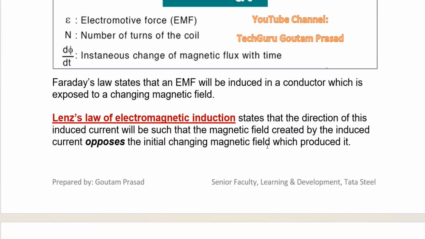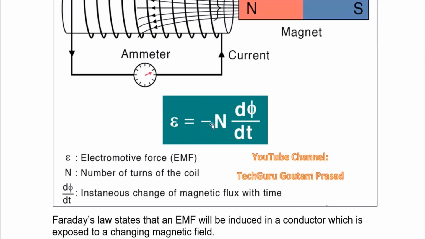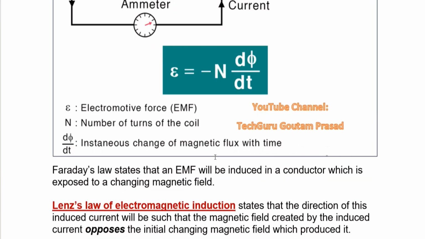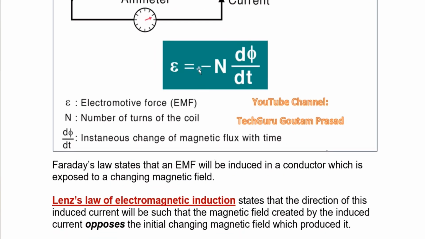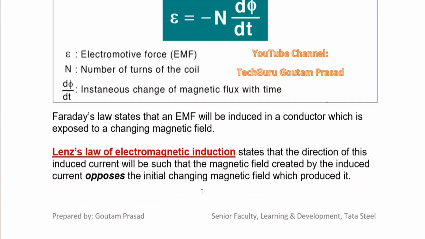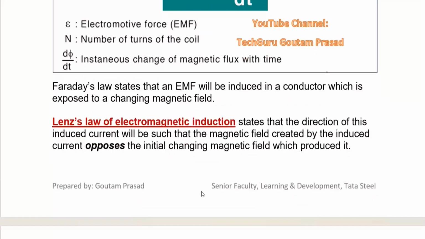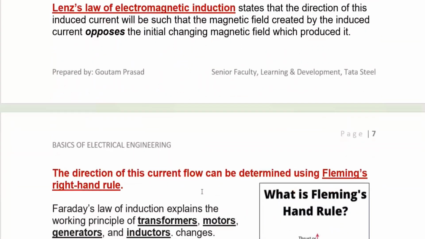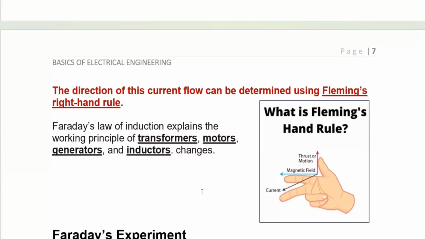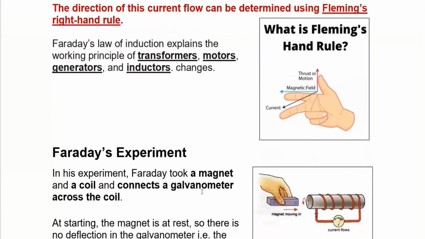And sometimes we put a negative sign here just to signify the fact given by Lenz's law. So Lenz's law, we can also say, defines the polarity of the induced EMF. This negative sign has been placed in honor of Lenz's law. Okay, so this shows the polarity of the current or the EMF. All right.